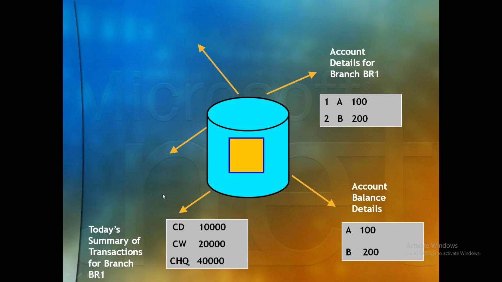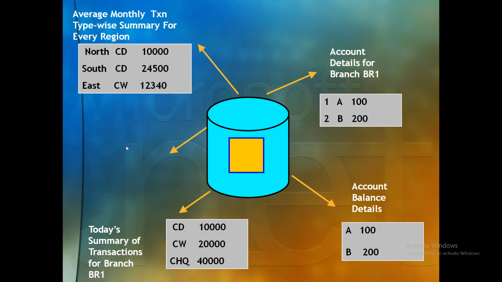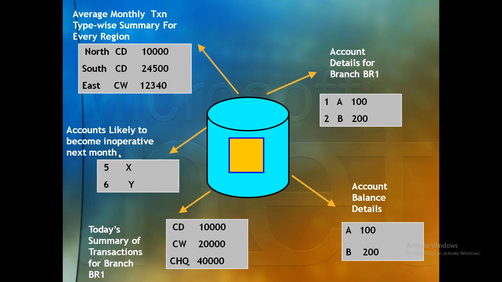For this, what do you do? You write a query, right? Again, average monthly transaction type wise summary for every region. So north region wise, what is the average monthly transactions? North region cash deposits are this much, $1 billion. South maybe this much, $1 billion, east maybe this much, $1 billion. Like that, as a regional level manager, I want to see what the sales are for each and every region. Clear? Average monthly transaction type wise amount. Clear? This is a summary report.